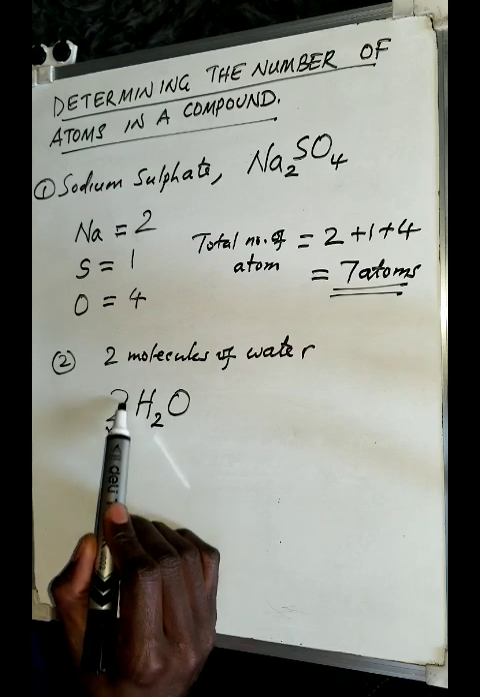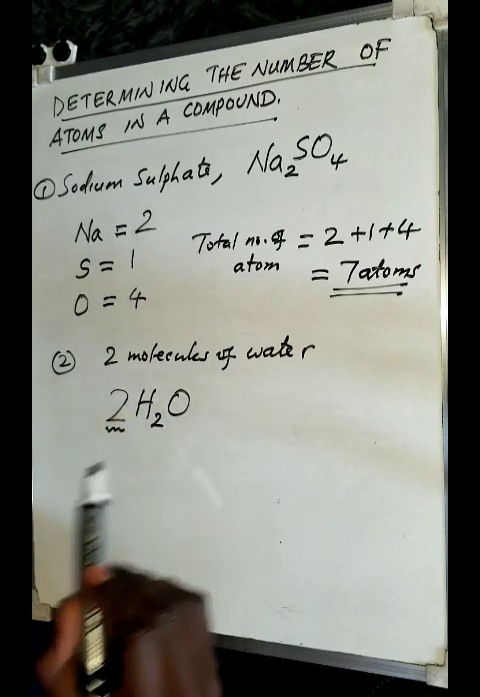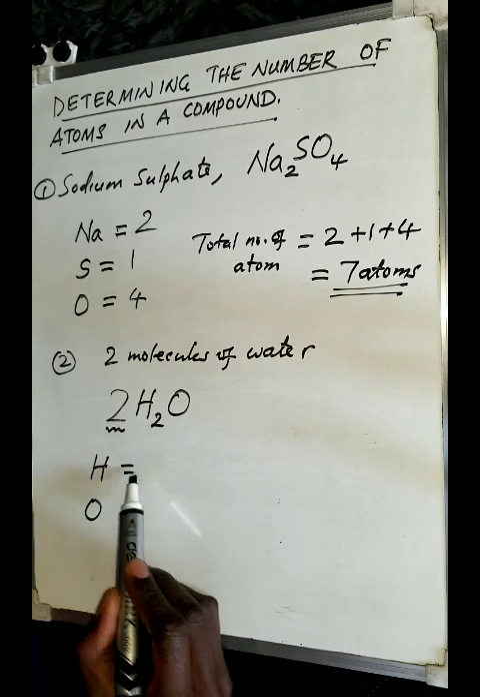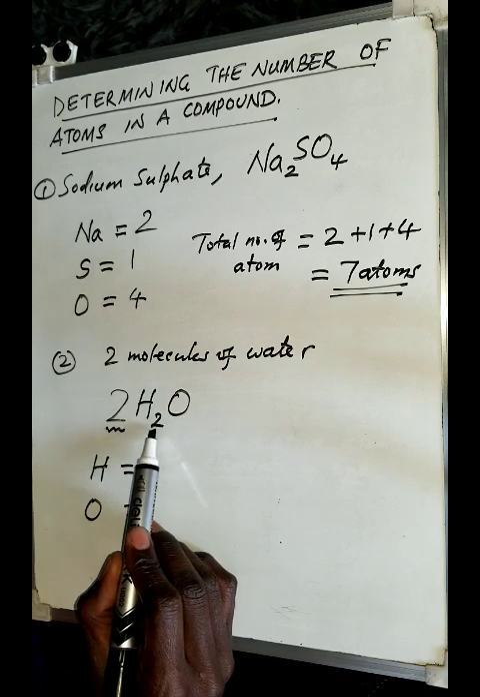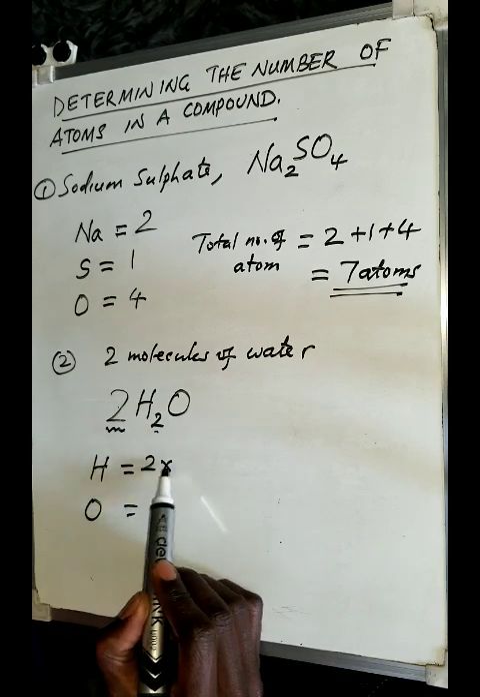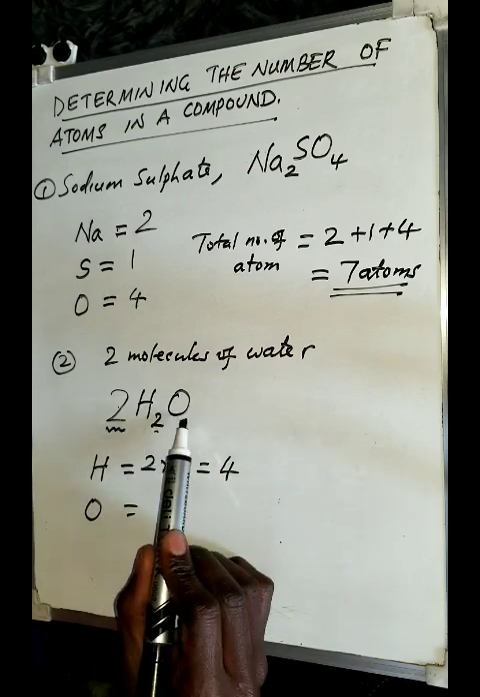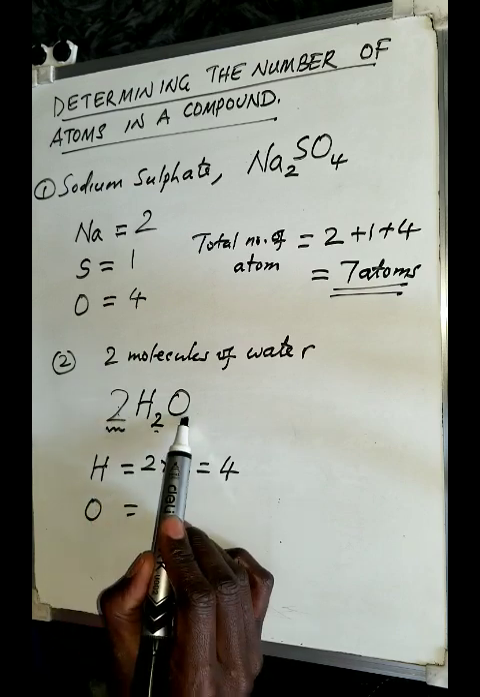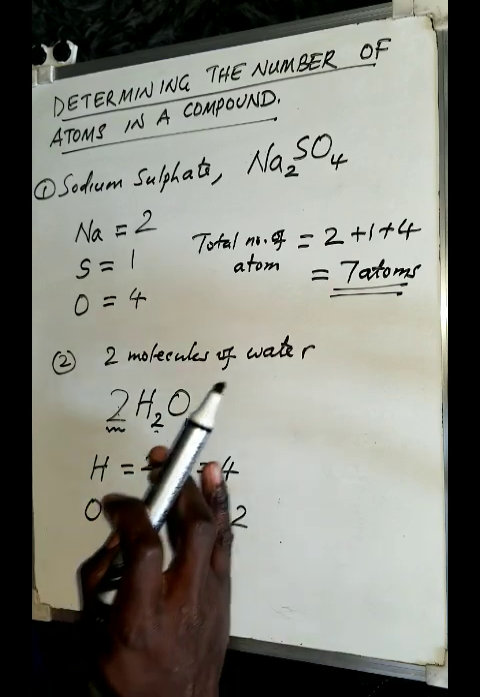Now the number in front multiplies by each of the elements that you have there. You have hydrogen and oxygen. So how many atoms of hydrogen are there? Remember, hydrogen has a subscript 2, so it is the 2 in front times that 2. So 2 times 2 will give me 4 atoms. Then what about oxygen? Remember, it has a 1 there, but we don't write that 1. So it is 2 times 1, which is going to give me 2.